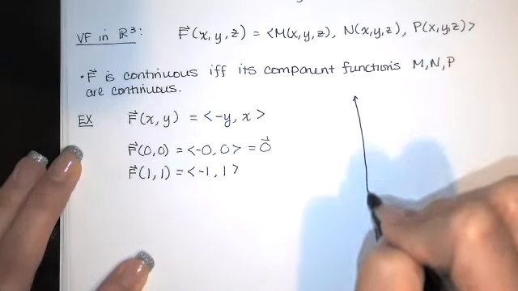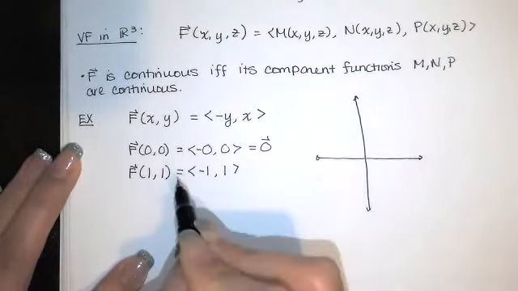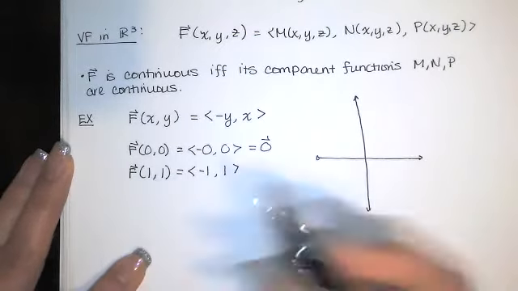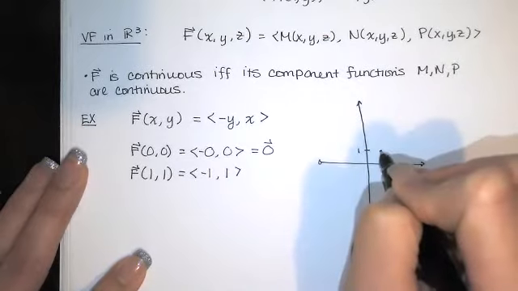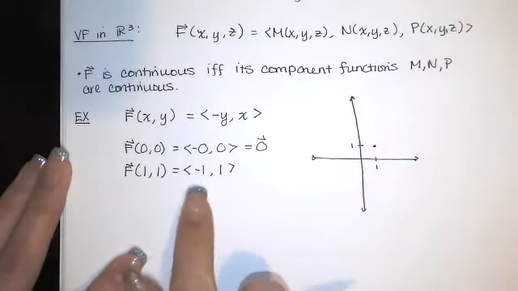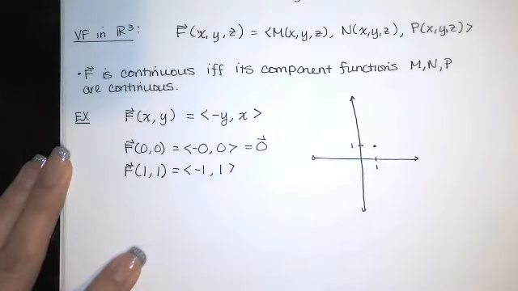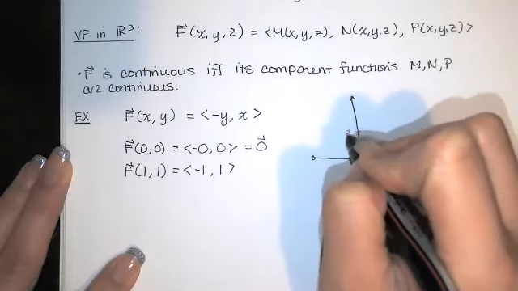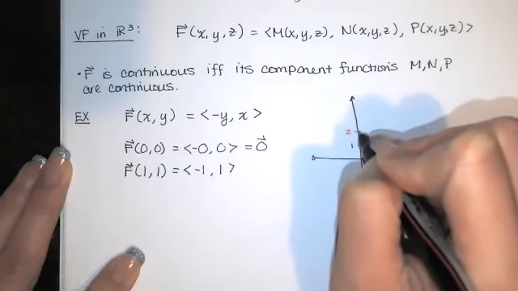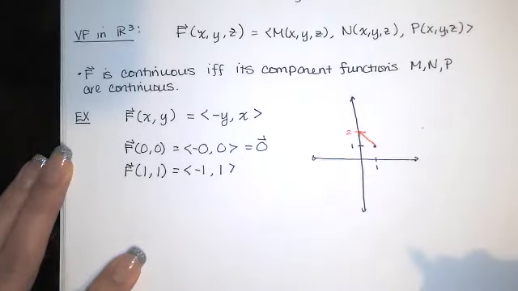So if I wanted to graph it, this is what I would do. I go to this point, x equals 1, y equals 1. I would start there. That would be my initial point. And then I would draw a vector that goes -1 unit in the x direction and 1 unit in the y direction. So I'd go back 1 and up 1. And that's what that would look like.